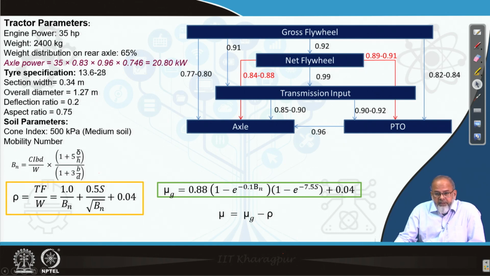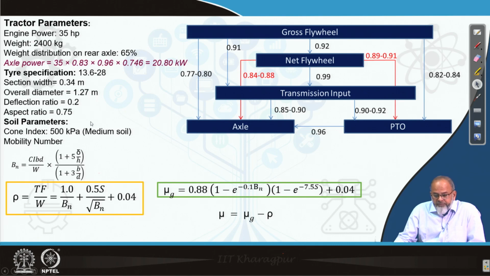The tire specification which is fitted to the rear axle is 13.6-28. This is a bias ply tire. So section width is 0.34 meter and overall diameter is 1.27 meter, and the deflection ratio we have taken as 0.2, considering an aspect ratio of 0.75. We will verify the ballasting conditions on a medium soil where the cone index is 500 kilopascal.